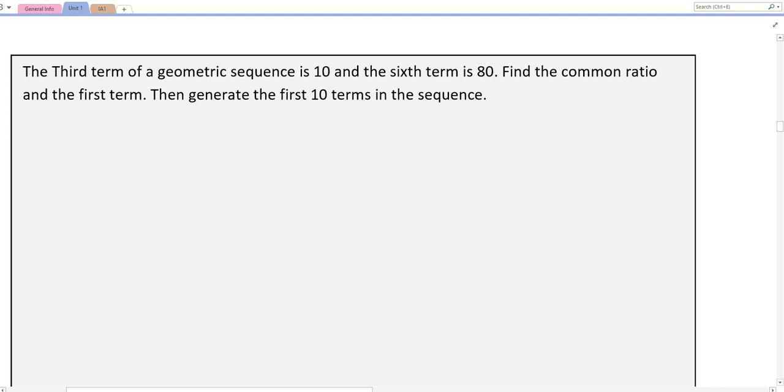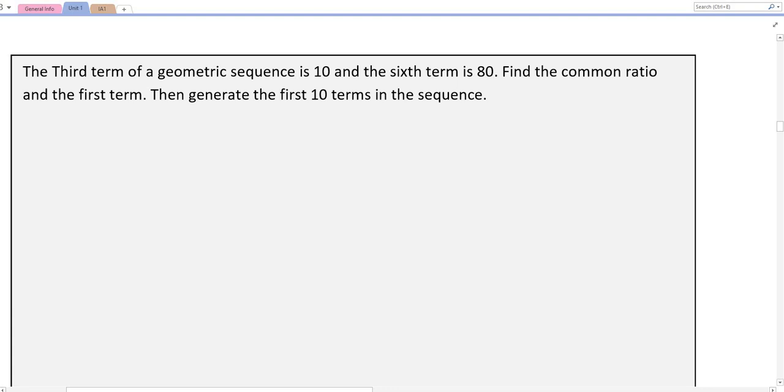How we going, guys? Are we ready to go through the answer? I see a couple of us have found R. Once you've found R, it's really easy to find T1. I don't really care about generating the first 10 terms of the sequence, so you can skip that bit. I just want you to find the general rule.